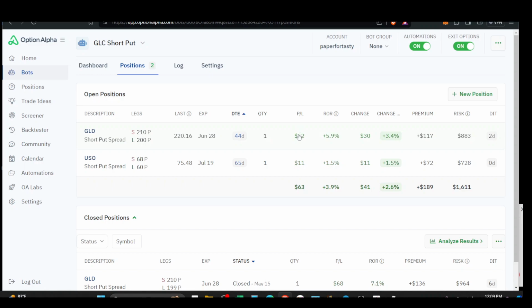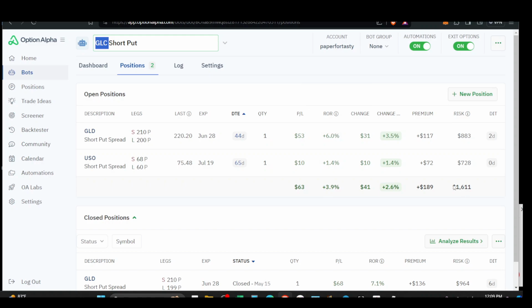So here profit and loss. On the first one I have 52, the second one is USO. So basically I call it GLC gold, a short put, but I also added USO. So basically it's like a short put. I should change the name, just short put. So profit and loss, and this is my return on risk.